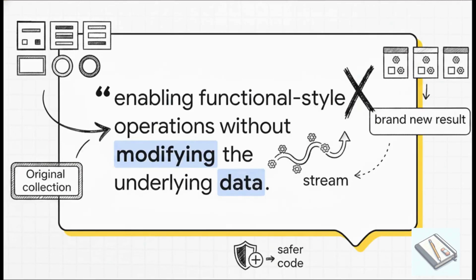Now, if you only take away one thing today, make it this incredibly important rule. Streams do not modify your original collection, ever. Instead, they produce an entirely new result. No mutating state means no unexpected side effects, making your code infinitely safer.